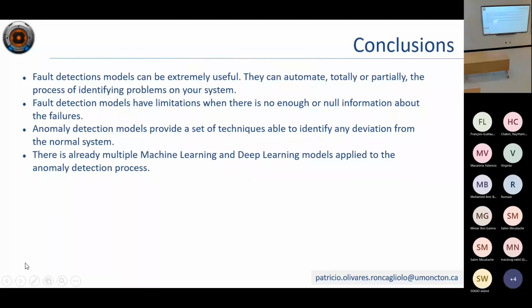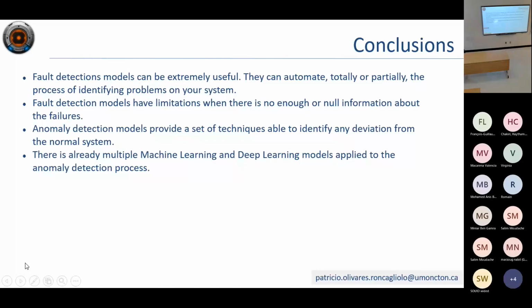But of course, as we already saw, a fault detection model has several limitations. If there is not enough or null information about your failures, you will probably have some problems trying to use a fault detection model. In that sense, anomaly detection can be very helpful because it provides a set of techniques that make you able to identify several problems, even if you don't have data from those errors.